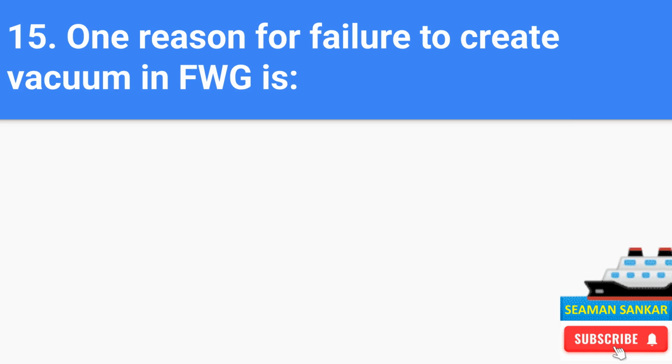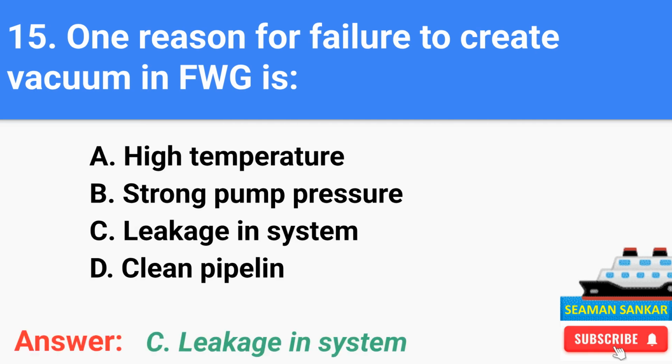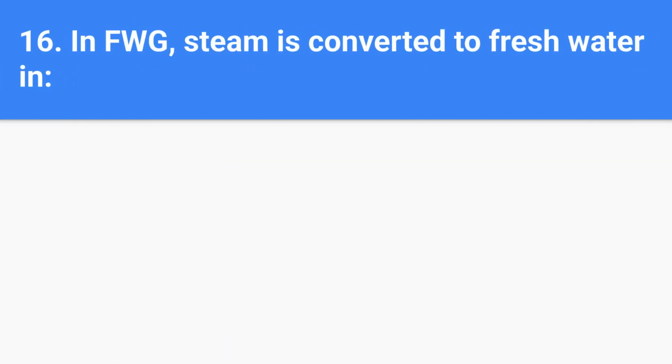Question 15. One reason for failure to create vacuum in FWG is A. High temperature. B. Strong pump pressure. C. Leakage in system. D. Clean pipeline. The reason for failure to create vacuum is C. Leakage in system.